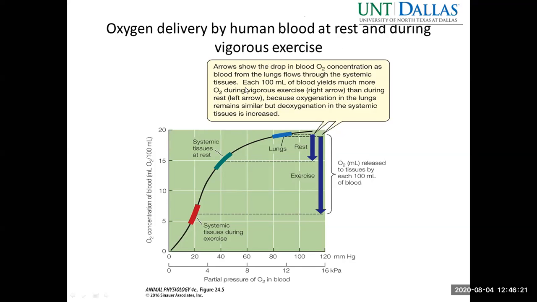Arrows here show the drop in blood oxygen concentration as the blood moves from the lungs through the systemic tissues. So this shaded portion here shows the oxygen in ml that's released to tissues by each 100 ml of blood.